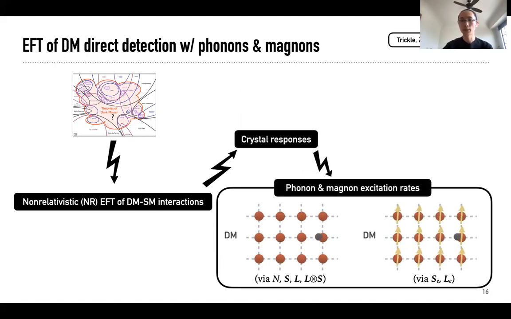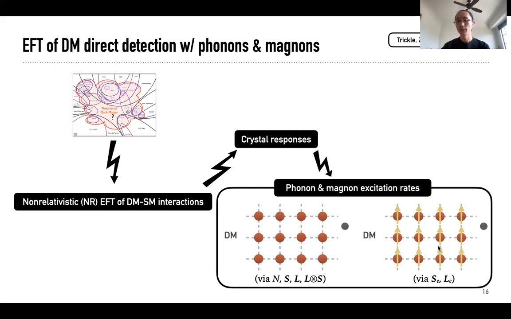And then from these crystal responses, we can quantize the target system's degrees of freedom in the appropriate way to obtain the phonon and magnon modes and compute the excitation rates. Very briefly, as I will explain in detail later in the talk, phonon excitations can in principle be produced via dark matter couplings to any degrees of freedom of the ions, as long as you have the same coupling across the entire lattice.